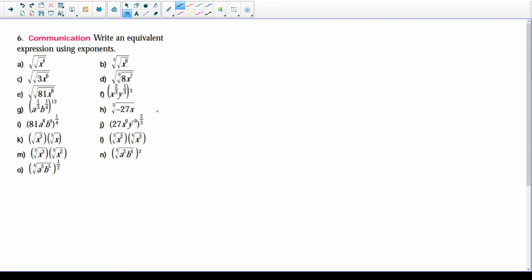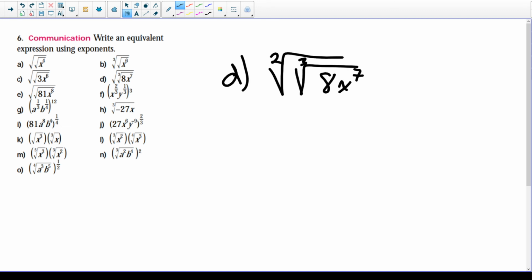So question 6 has some of these roots inside of roots scenarios. I'd kind of like to look at another one of those with you just to make sure that that's fairly clear. 20 questions inside a question, yeah. When you start breaking up these questions, you can find some really interesting little things inside. So let's do D. Square root of the cube root of 8x to the power of 7.